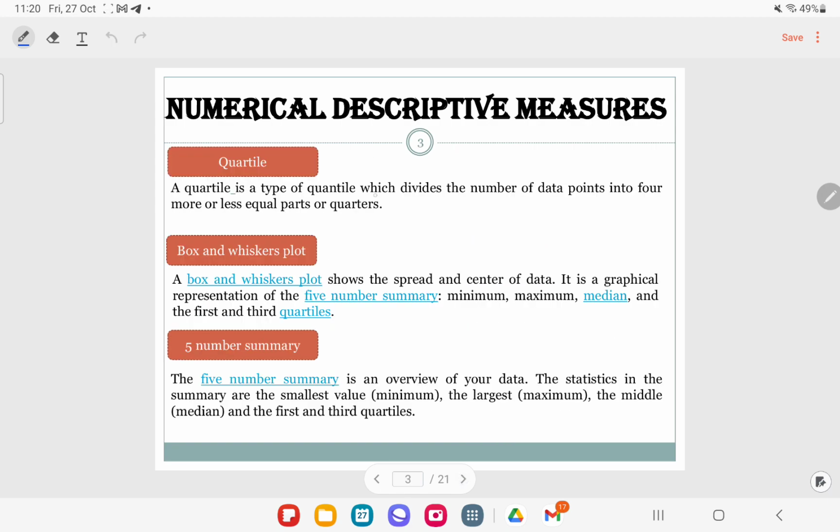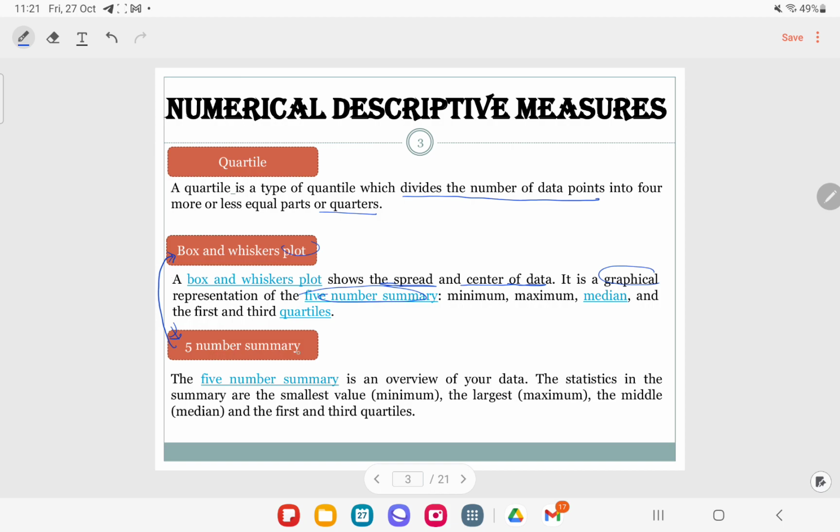The quartile divides the number of data points into four more or less equal parts, or quarters. Meanwhile, the box and whiskers plot is used to show the spread and the center of the data. It is one of the graphical representations of the five-number summary, meaning that the five-number summary that we obtain from our data set can be presented using a box and whiskers plot.